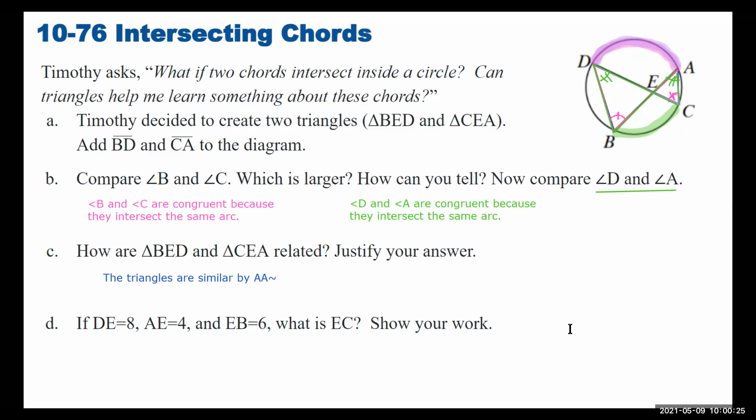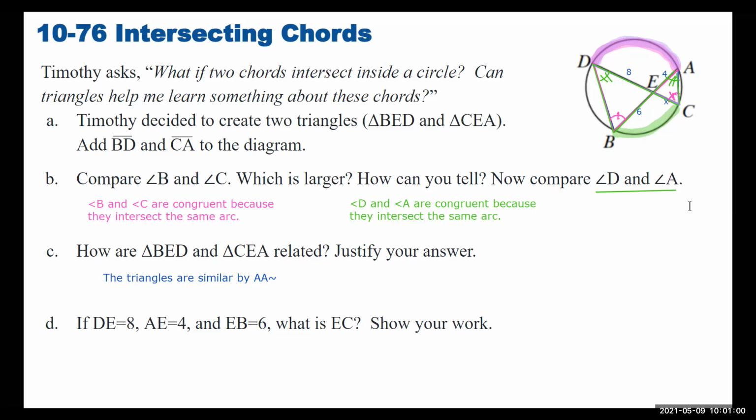All right, now the last question says, if segment DE is 8, let's go ahead and add in this information. Segment DE is 8, segment AE is 4, and segment EB is 6. What is segment EC? This is our unknown, our X. So we're trying to find EC.